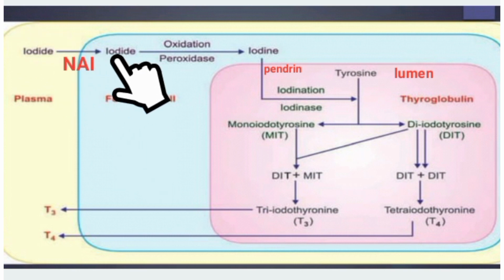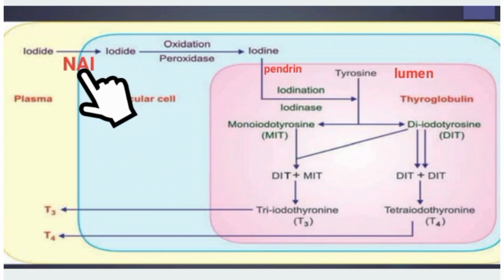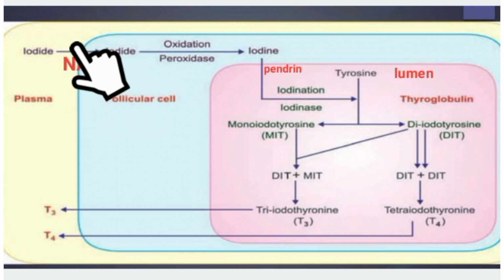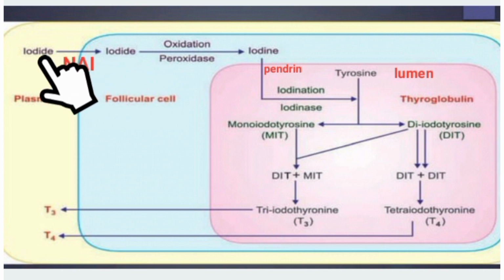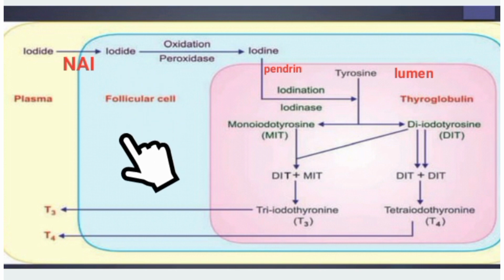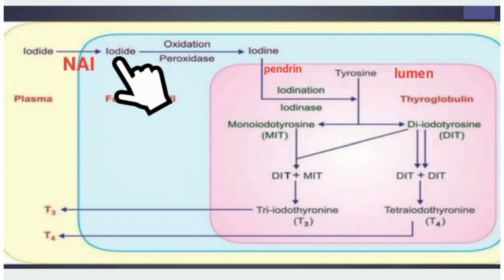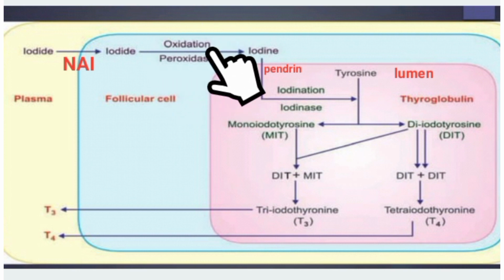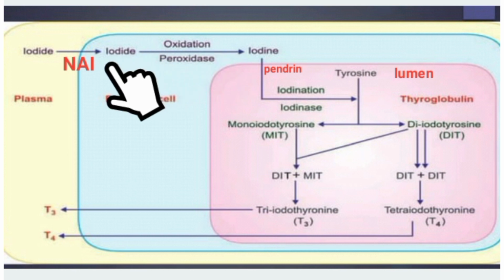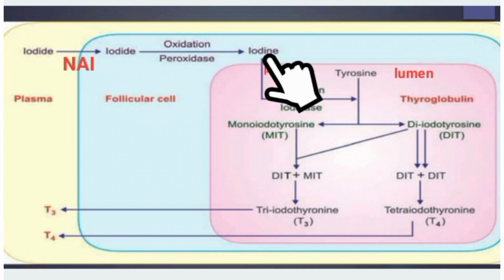This iodide transfer requires a transporter known as the sodium iodide symporter. Sodium and iodide are transported along together at the same time, and this iodide is then transferred inside. This step is known as iodide trapping, by which iodide is transferred from blood into the follicular cell. Then in the second step, iodide is oxidized. This step is known as the oxidation step, as we said, and iodide will be oxidized into iodine.